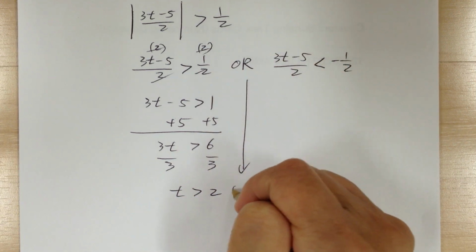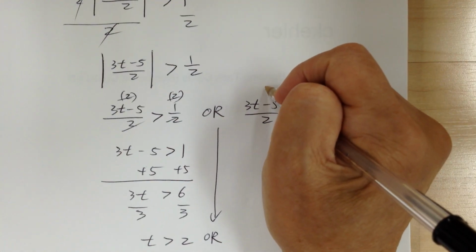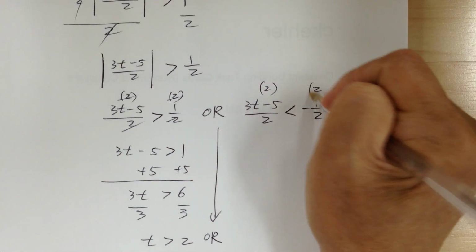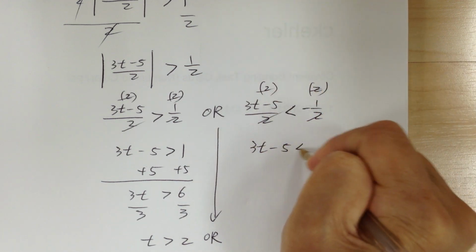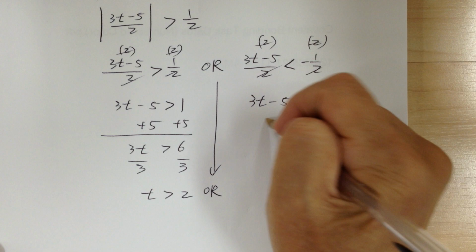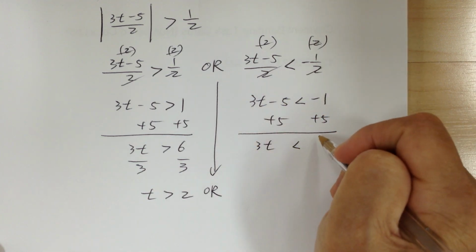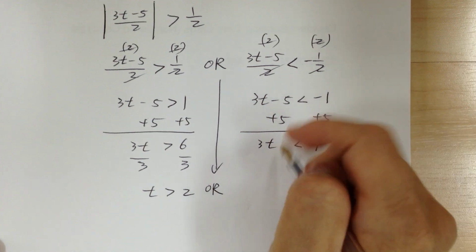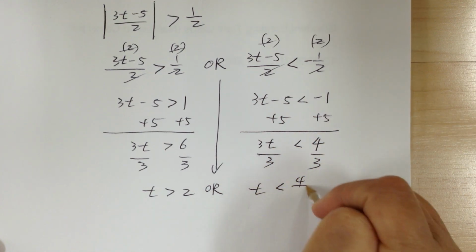Okay, and follow through with your or. This one is the same thing, on the negative equation. Multiply by 2 to get rid of the fraction. So you got 3t minus 5 is less than negative 1. So plus 5. So you got 3t is less than 4. And divide by 3, divide by 3. So you got t is less than 4 over 3.